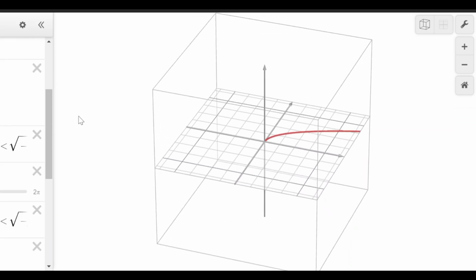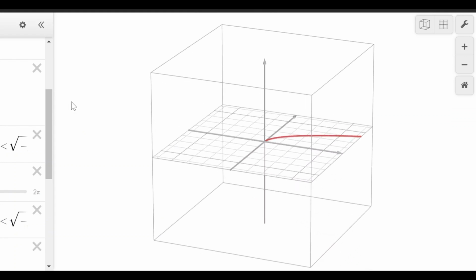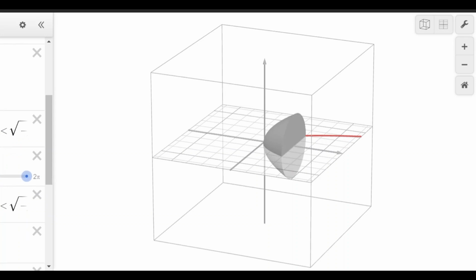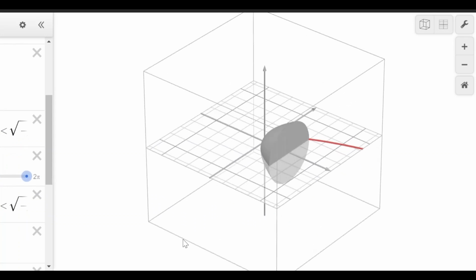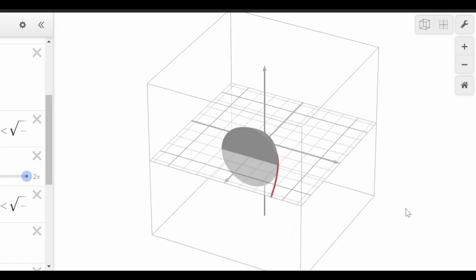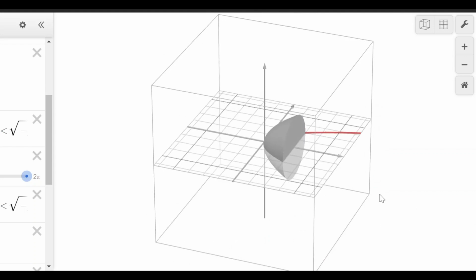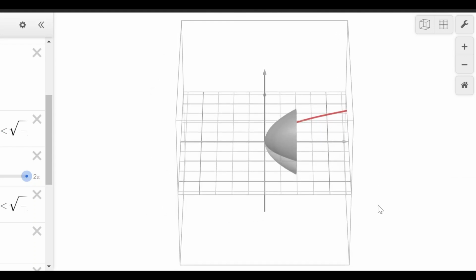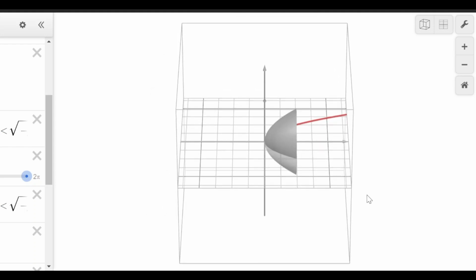I'm going to do that in this way. So here's the curve here in the xy plane, and now I'm just going to take a portion of it and I'm going to rotate it around this axis. And this creates this solid here. That's called a solid of revolution because it's created by revolving a curve around an axis. And so our goal is to compute the volume of this solid.